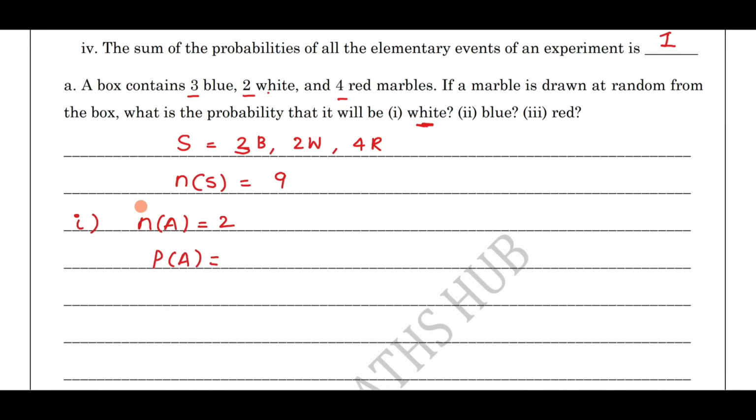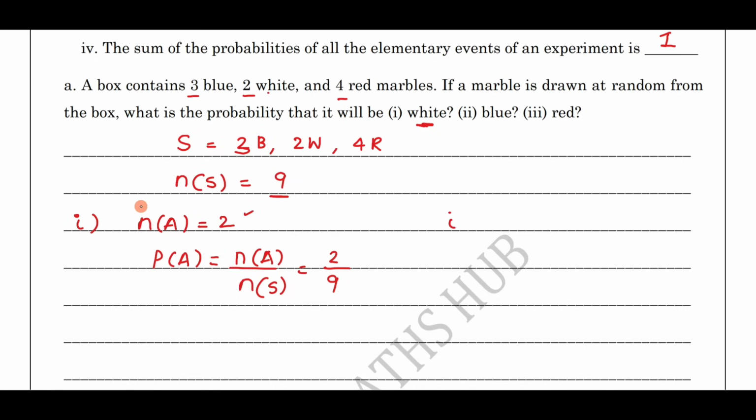Let A be the event of getting the white marbles. Therefore, n of A is 2. Probability of event A is n of A by n of S. What is n of A? Here it is 2, you have 2 white marbles, divided by n of S, that is the sample space, which is 9. Therefore, the probability of getting event A is 2 by 9.